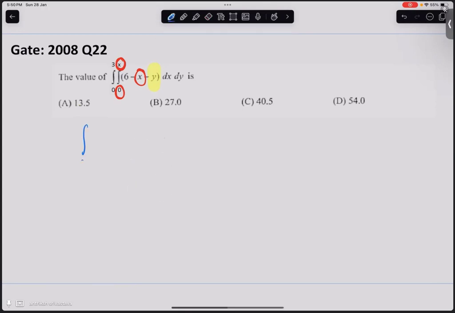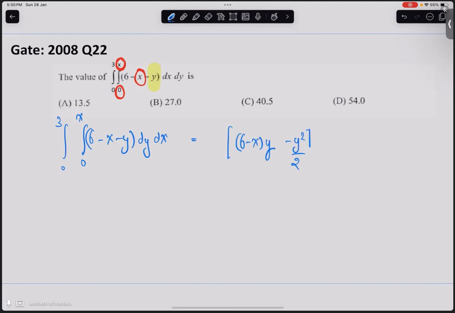So you have 0 to x, 6 minus x minus y dy dx. Once you integrate the inner portion, you can keep 6 minus x as a separate singular constant. So you have (6 minus x)y minus y square by 2. That is basically the integration of y dy. And the limits are 0 to x. And then you have to further integrate this from 0 to 3 for x.